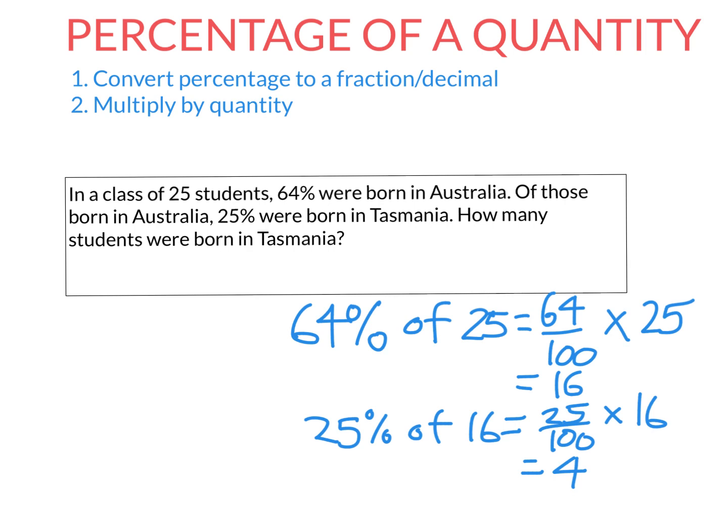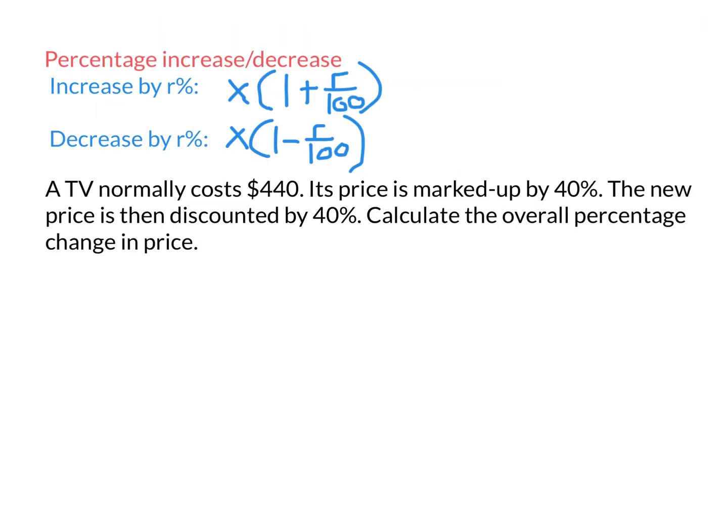All right, let's now look at percentage increase and decrease. When you are performing a percentage increase or decrease, use these two formulas here. Note the only difference between them is plus when you're increasing, minus when you're decreasing, and also note that R here refers to the percentage by which you're increasing or decreasing. So let's look at this example here.